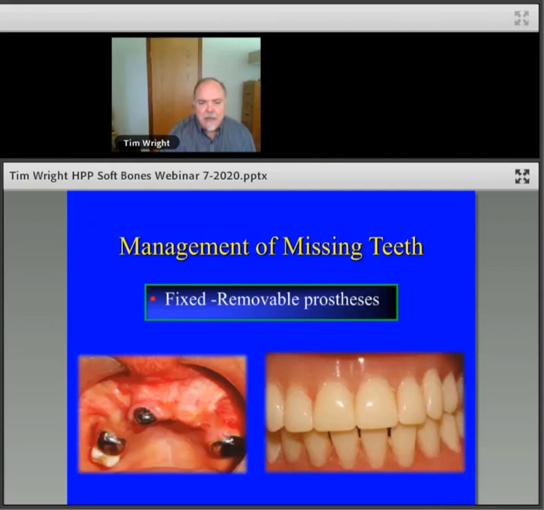How about replacement of teeth? So there's fixed and removable prosthesis. Fixed would be like crowns, bridges, and removable would be like dentures, which may be to replace a couple of teeth or one tooth, or it could be to replace all the teeth. This is somebody who's had their teeth capped over, probably had a root canal in them, and then they put these, and then they put a denture over top. It's called an overdenture. So that's one way to manage missing teeth.